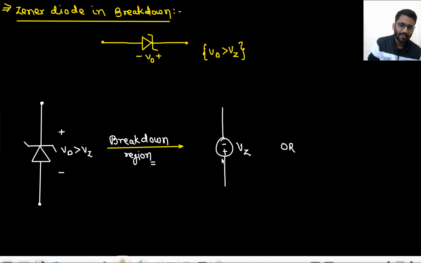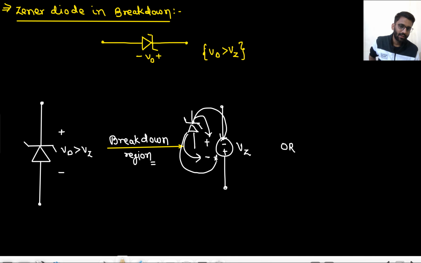So how should I make it, like this or like this? Think about it, take your time and tell me. The battery should be like this or this. Like this means the P side should be positive and N side should be negative, and for the other one, N side should be positive and P side should be negative.